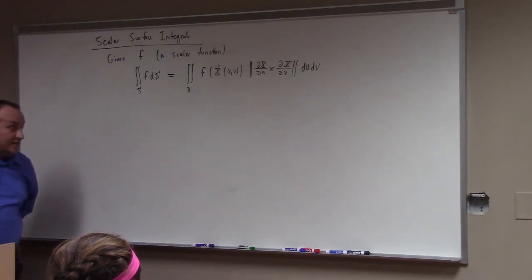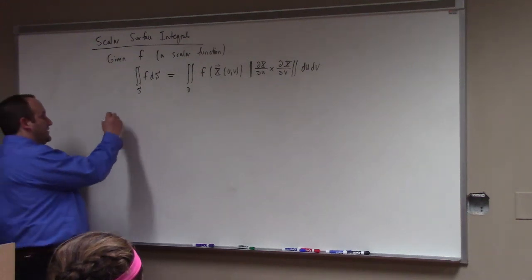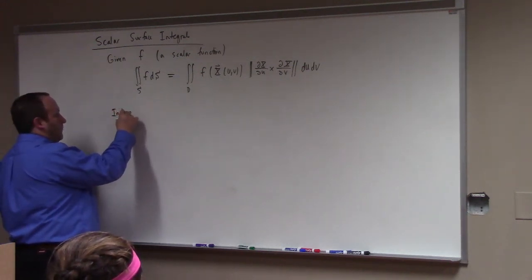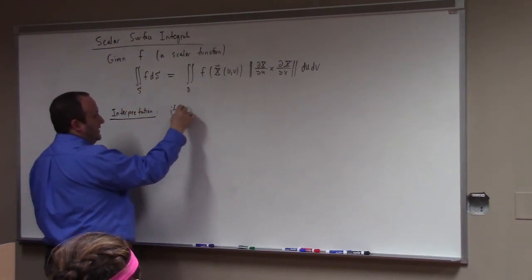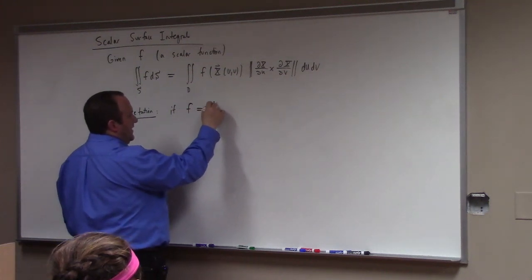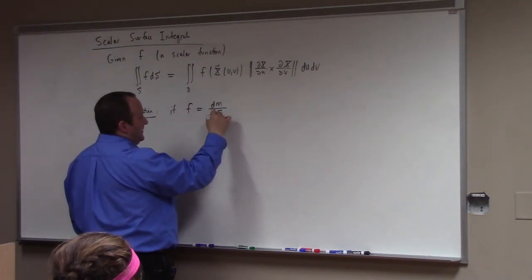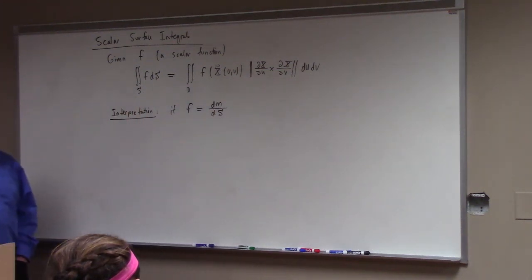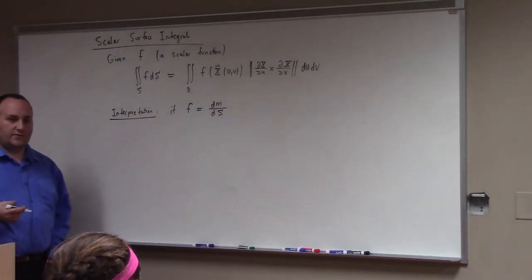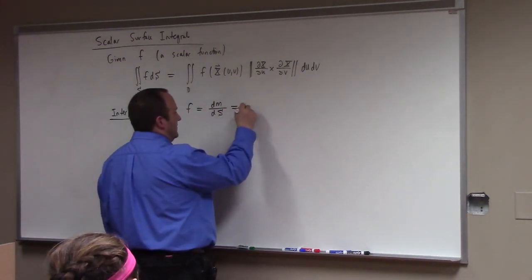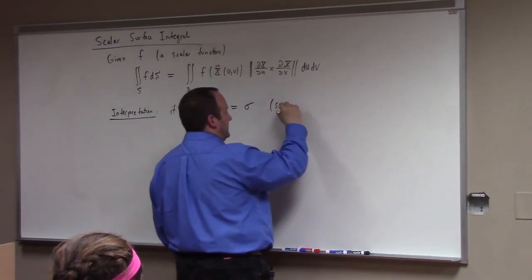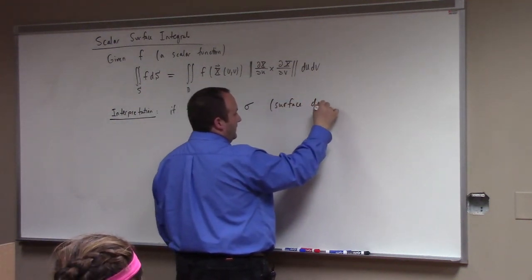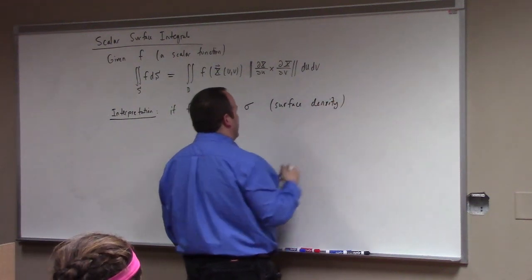What it is, it's adding up values of f over the surface. So here's an interpretation. If f, for example, was the mass per unit surface area, we could say f is dm/dS. Now usually, at least in my way of thinking, I call this sigma. It's a surface density. It's a curved area density.